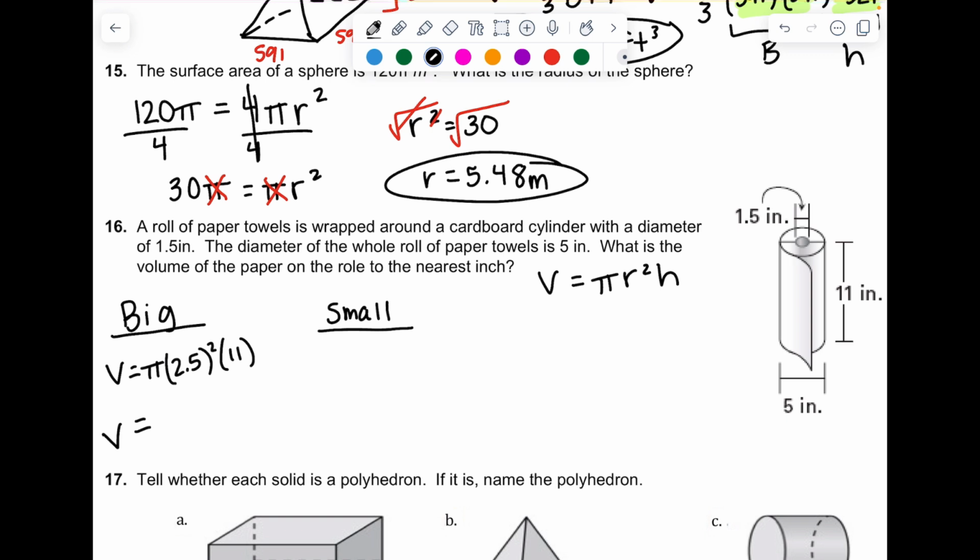So if you type that whole thing into your calculator, pi times 2.5 squared times 11, you would end up with, let's just leave this in terms of pi so we don't get a crazy number, 68.75 pi. So I just did 2.5 squared times 11, got 68.75, and then kept my pi. Now the small cylinder has a radius of, so the diameter is 1.5. So half of that, the radius would be 0.75. And the height is again 11.